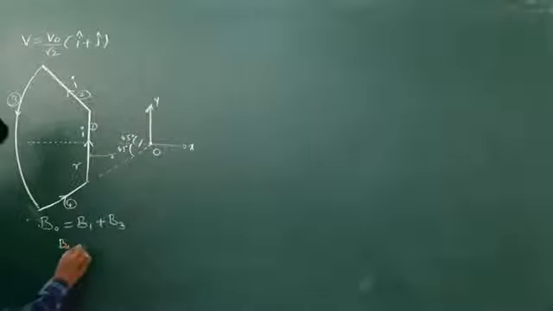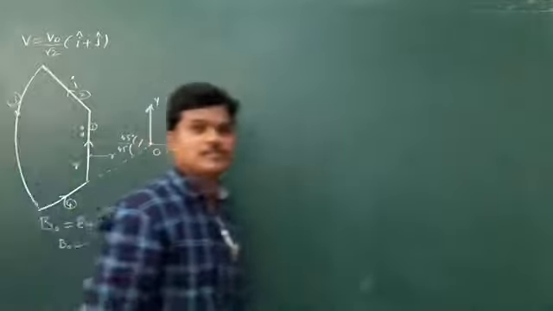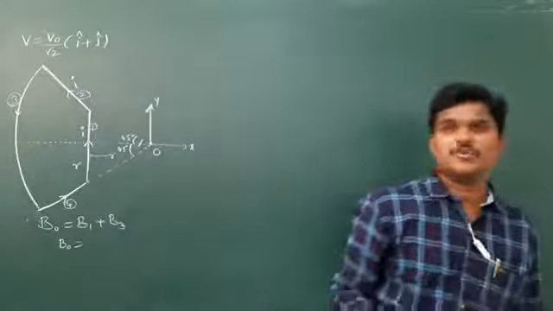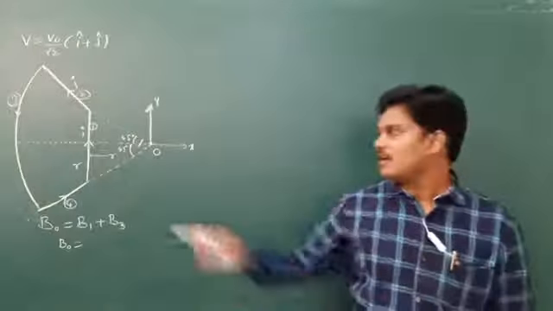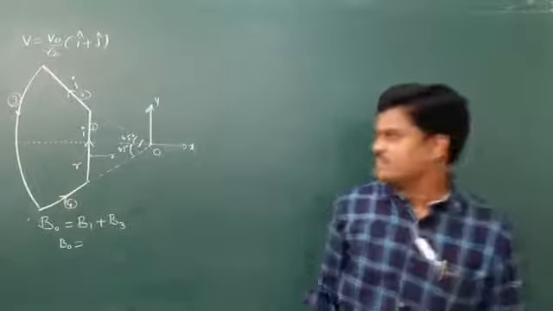B at O, B1, straight wire formula. Recall the finite straight wire formula: mu naught I by 4 pi d times (sin alpha plus sin beta). Alpha, beta are 45, 45. Okay. Distance is clear, R by 2.